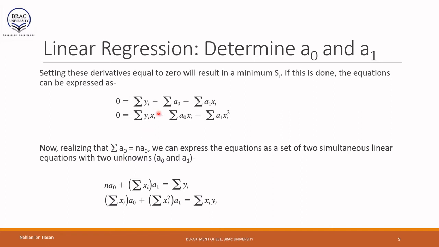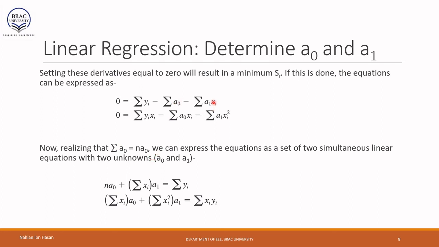Look at this term, summation over yi. Since we are given the data points, we can sum over all of the y variables and get this result. Then the next term, summation over a0. Since a0 is a constant term, a0 will come out of the summation. That means we can take it as a common part. So a0, and then summation over all the data points, of which there are n, makes this summation n a0. So summation over a0 equals n a0.